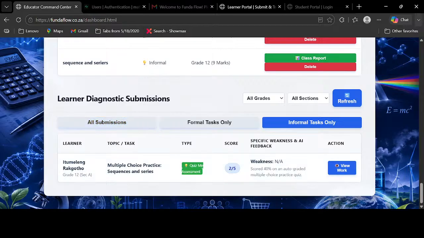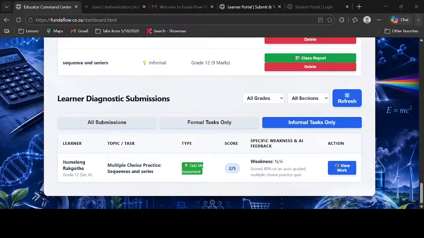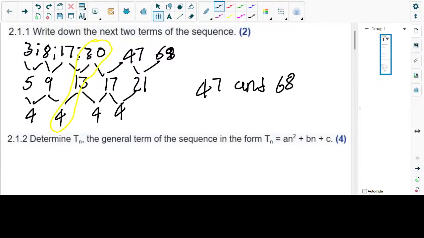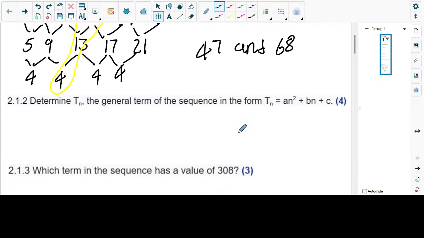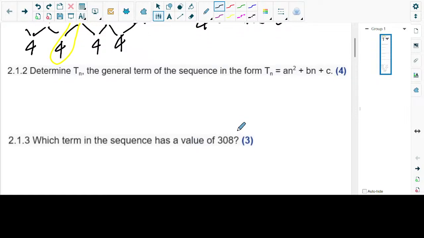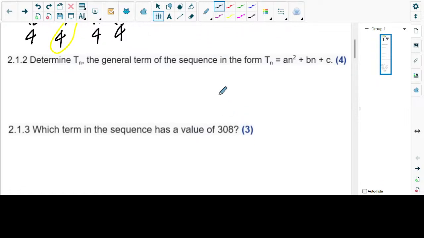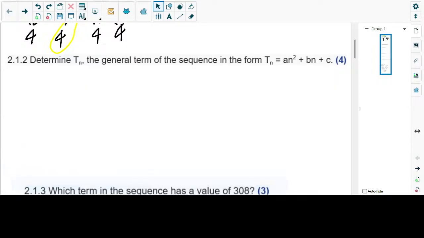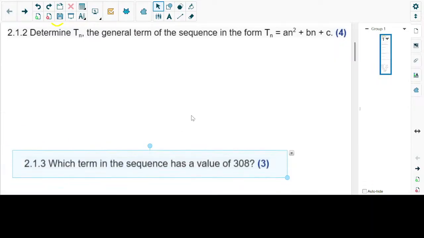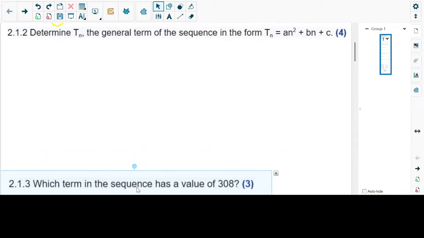Okay, we are going to move on to the next question, Itu, which is 2.1.2. It says you should determine Tn, the general term of the sequence, in the form Tn equals an squared plus bn plus c. We are already halfway there. We're able to get the second difference, so we're going to be using the second difference.